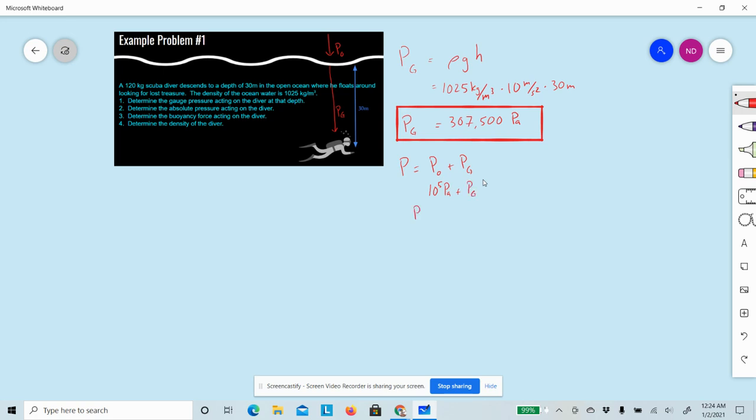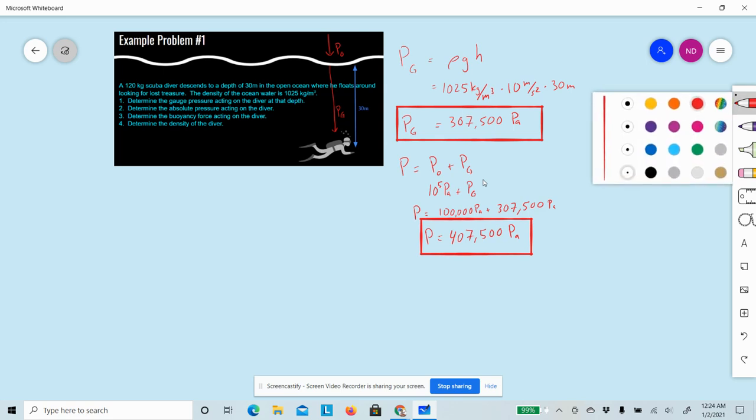So the absolute pressure is going to be 100,000 pascals plus 307,500 pascals, for an absolute pressure of 407,500 pascals. That's the absolute pressure. Now the buoyancy force.